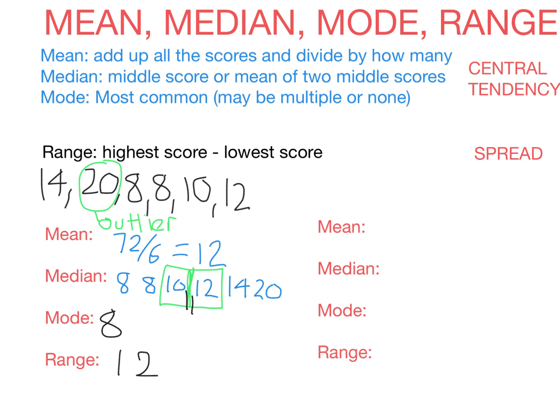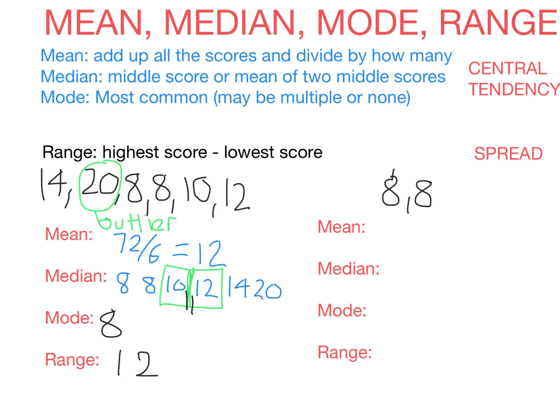Just be careful when you're asked to give the range, the answer should be one number only. Some people write like 8 to 20 or something like that. That's not the range. The range is one number, and it's calculated by highest score minus lowest score. All right, let's now look at the data. This time we're going to exclude the outlier.